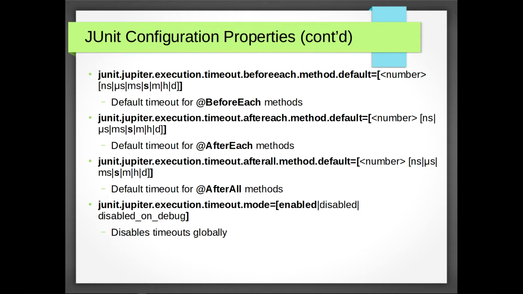Alright, the next timeout configuration property is for the default timeout for @AfterEach methods, and it is junit.jupiter.execution.timeout.aftereach.method.default equals a number of either nanoseconds, microseconds, milliseconds, seconds, minutes, hours, or days. And I'm going to give you 45 seconds to write it out.